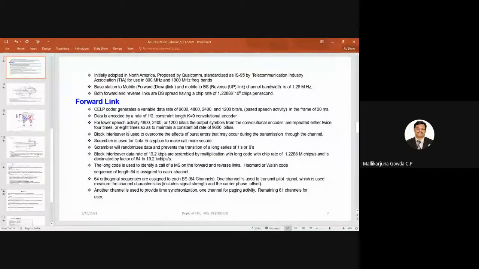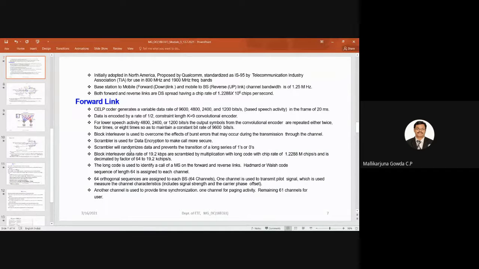This is so as to maintain the constant bit rate of 9600 bits per second. Then I said there will be a block interleaver, which is used to overcome the effects of burst errors that may occur during the transmission through the channel. After that, the scrambling is done, which is used for data encryption to make the call more secure. That is the purpose of the scrambler. The scrambler will randomize the data and prevent the transmission of long series of ones and zeros.